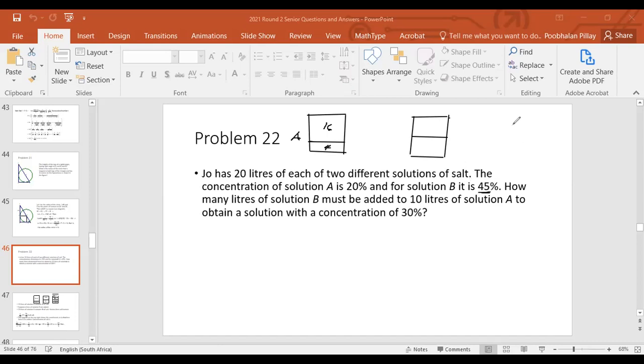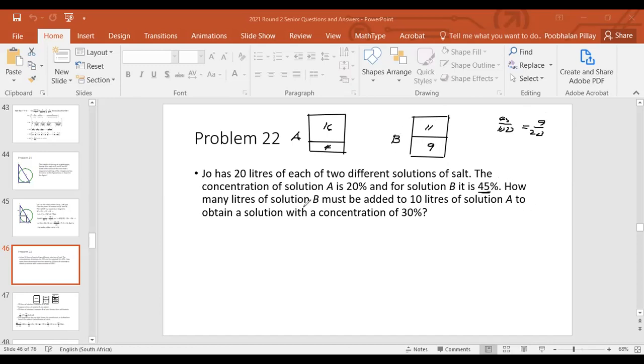Now 45% of 20: 45% is 45 over 100, and 5 goes into it, giving 9 over 20. So 9 over 20 of 20 is 9. So you've got 9 liters of salt and 11 liters of water. That is the initial situation.